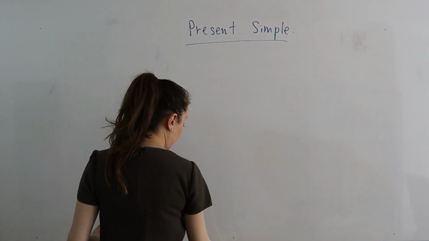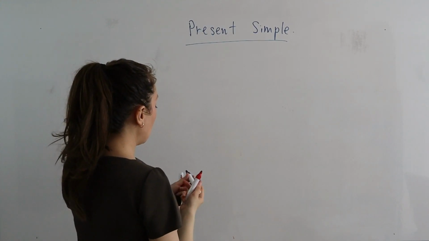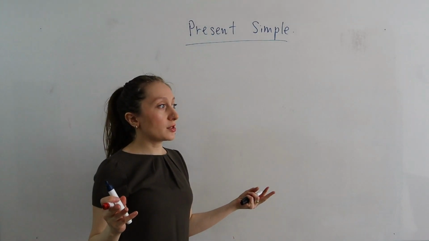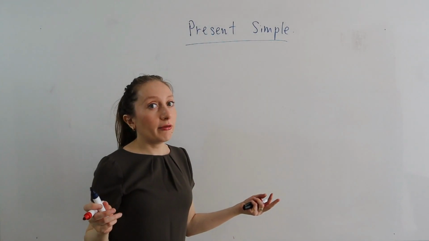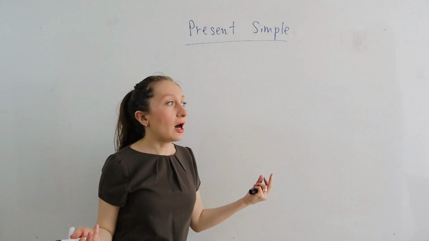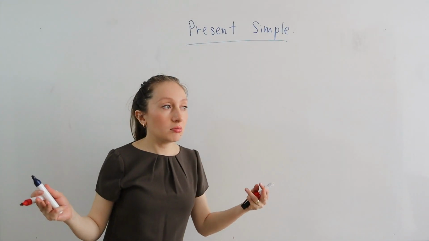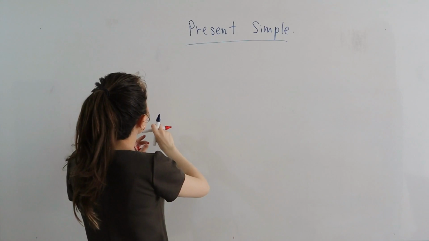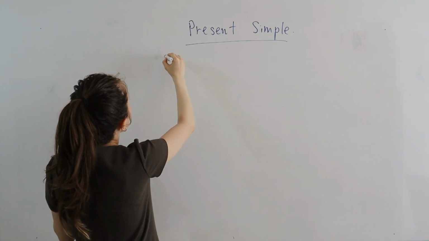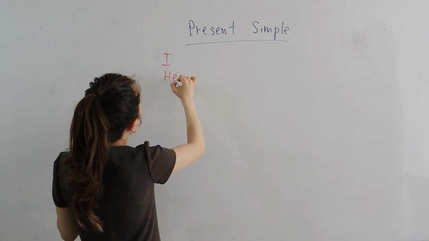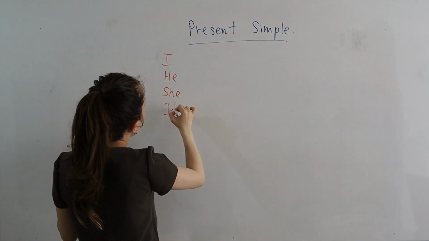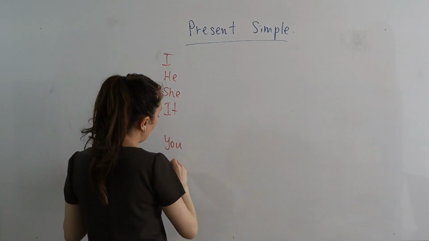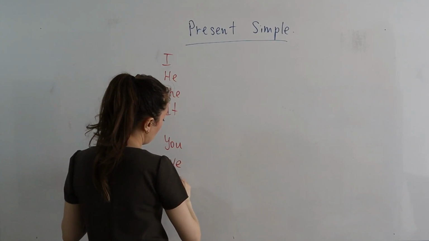Now, let's take the sentence. For example, I play football, or I have a house. It depends. You can use any verb, action verb maybe, and we will try to make a sentence. First of all, let's write our pronouns as usual. I, he, she, it, singular pronouns, and you, we, they.